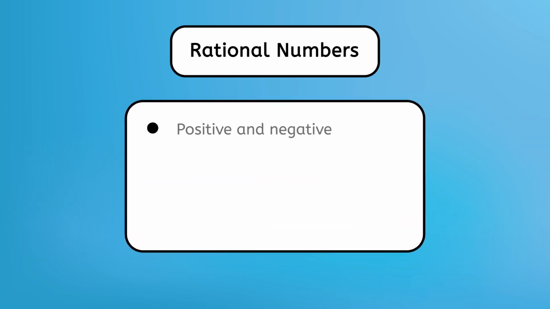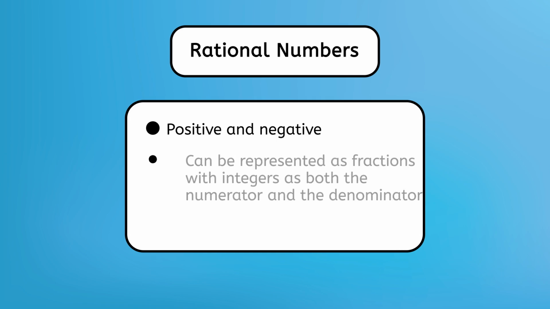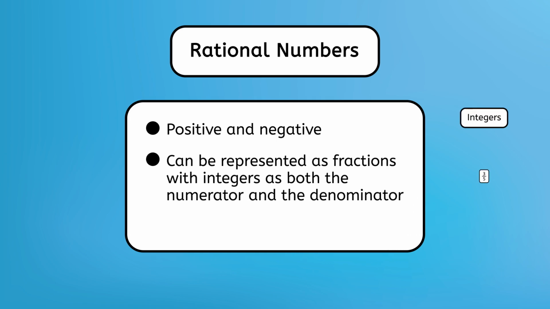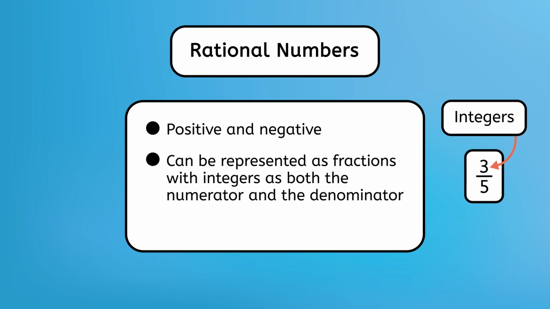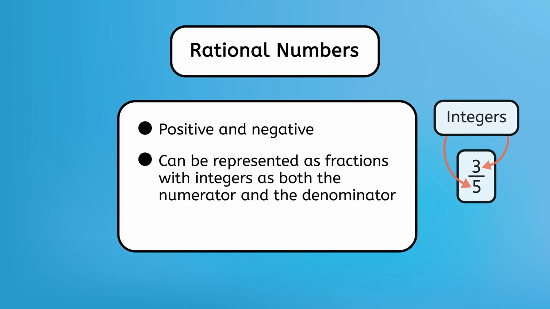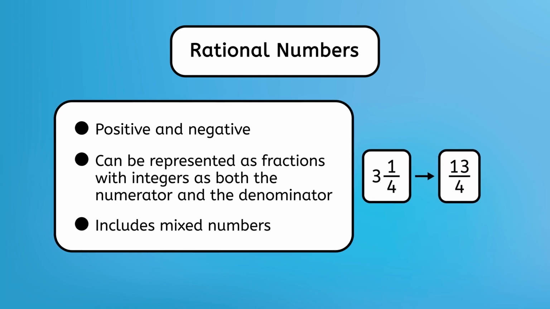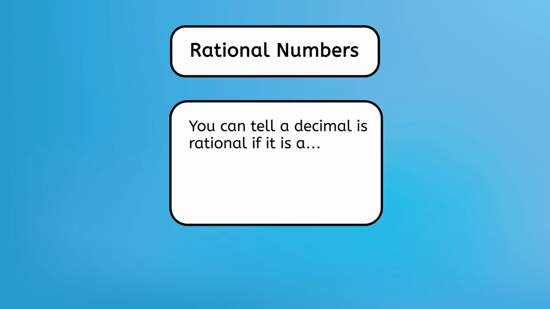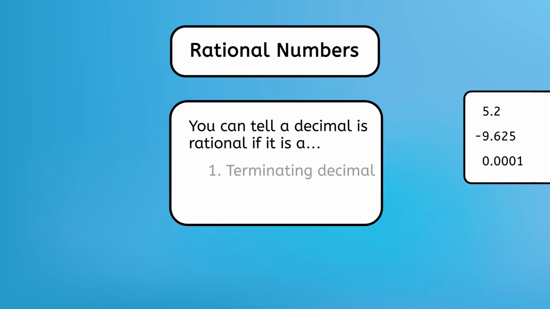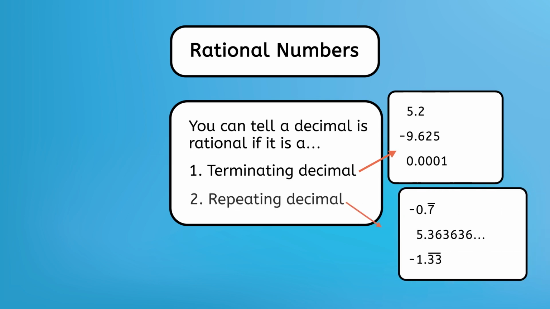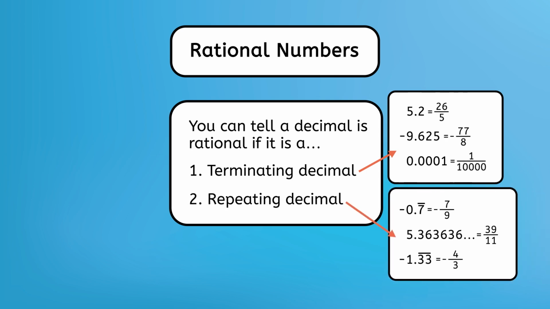Rational numbers are positive and negative numbers that can be represented as fractions with integers in both the numerator and the denominator. The only exception is that the denominator can't be 0. This also includes mixed numbers because they can be rewritten as improper fractions with integers. You can tell a decimal is rational if it is a terminating decimal or a repeating decimal, because these types of decimals have an equivalent fraction form.